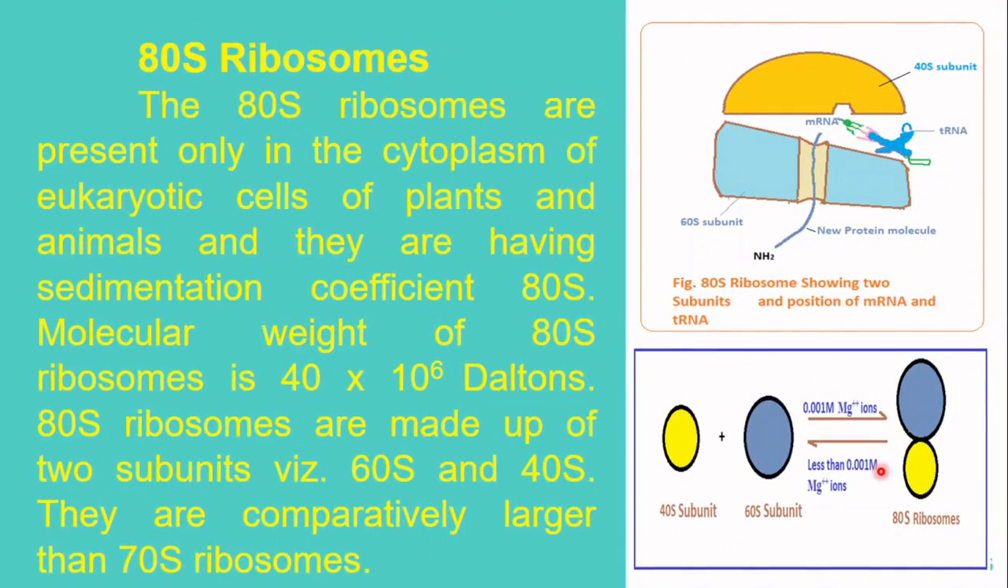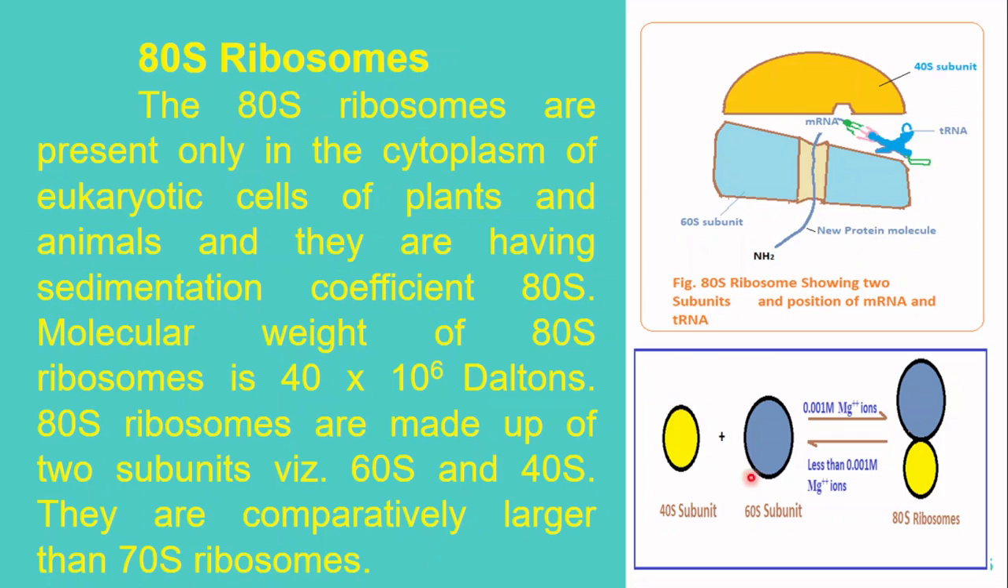Now we will see the second type, that is 80S ribosomes. The 80S ribosomes are present only in the cytoplasm of eukaryotic cells and they are absent in prokaryotic cells. They are abundantly present in plant as well as animal cells and they have sedimentation coefficient 80S. The molecular weight of 80S ribosomes is 40 into 10 raised to 6 Daltons. These 80S ribosomes are made up of two subunits, 60S and 40S, and they are comparatively larger than 70S ribosomes.